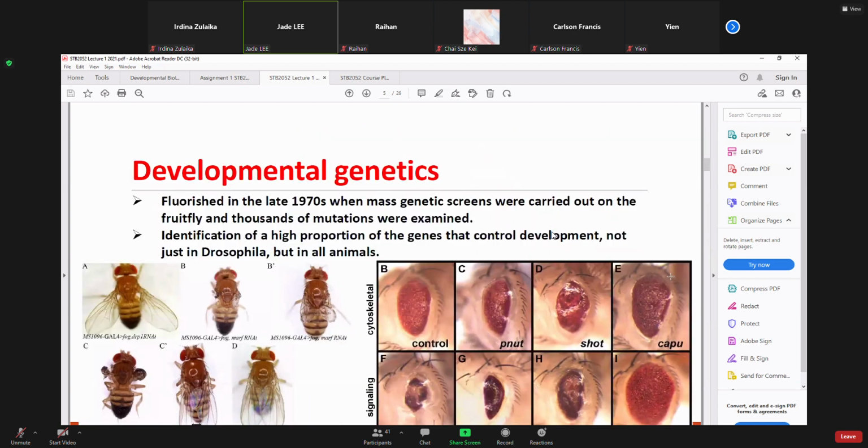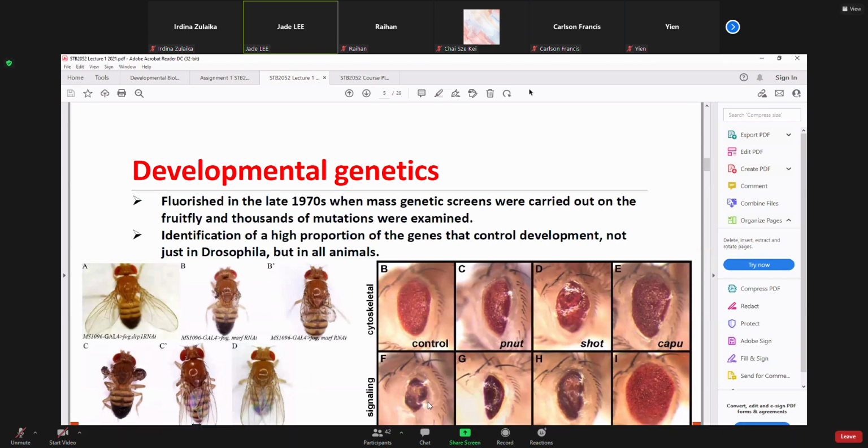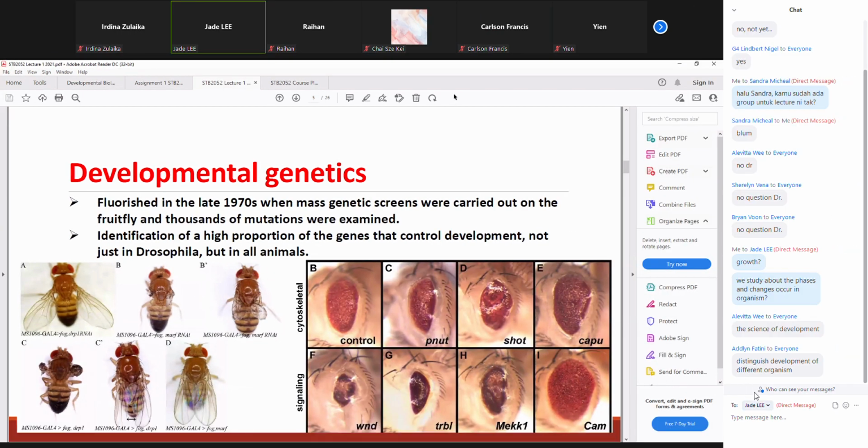Now, developmental genetics has actually flourished. In the late 1970s, mass genetic screens were carried out on the fruit fly, Drosophila melanogaster, and thousands of mutations were examined. So it's very interesting to decipher the function of the genes, and based on the expression of these genes, they term the gene with different names.